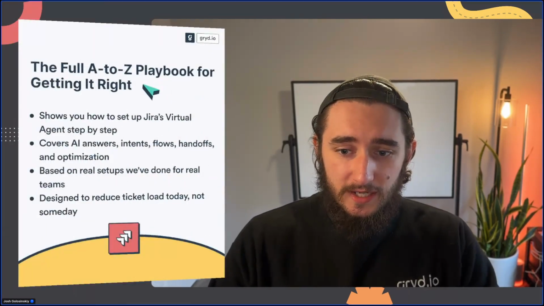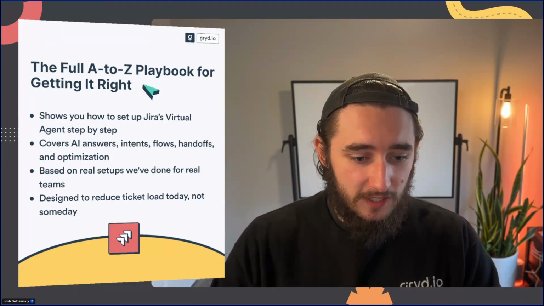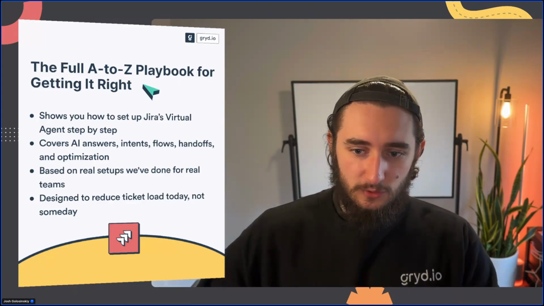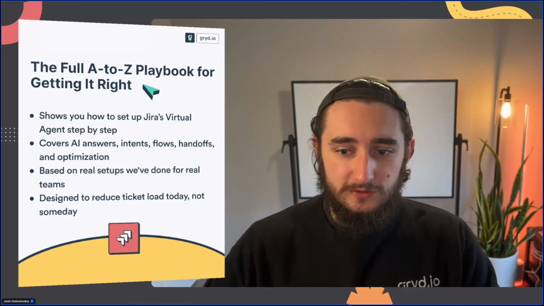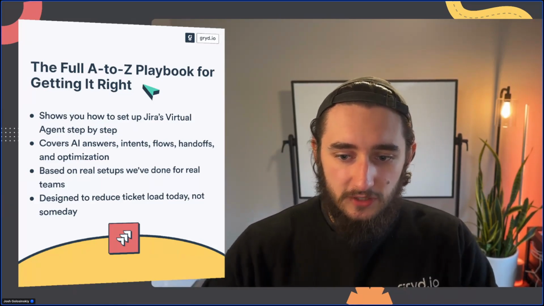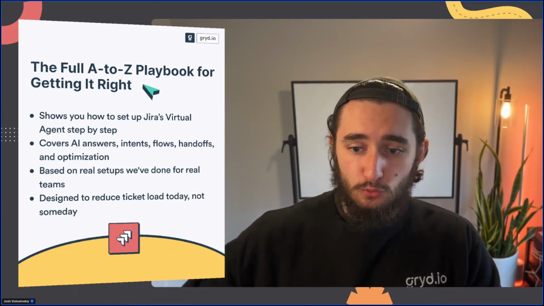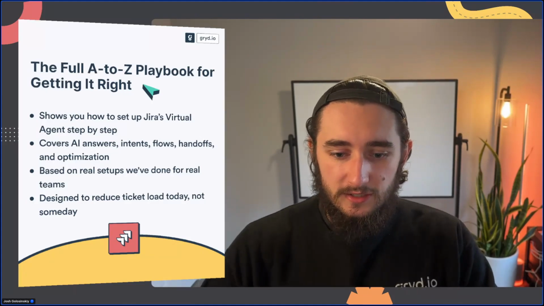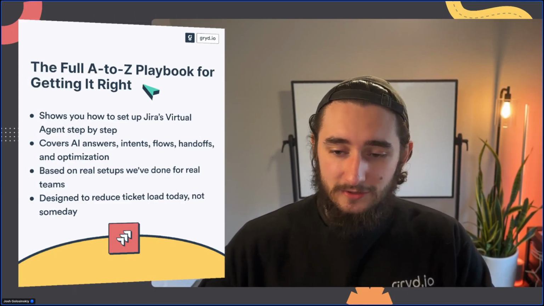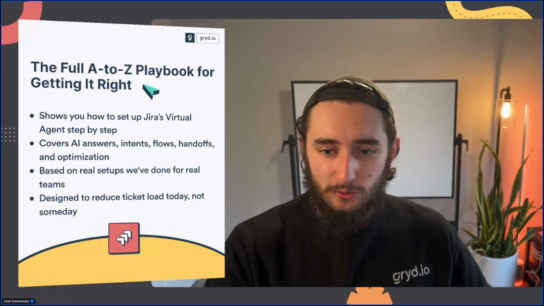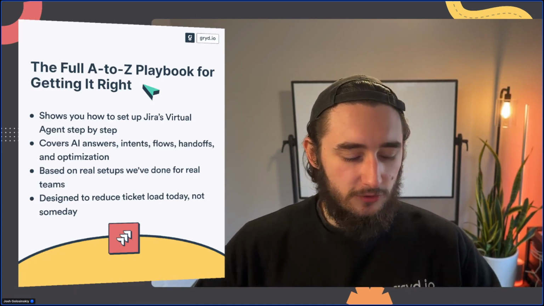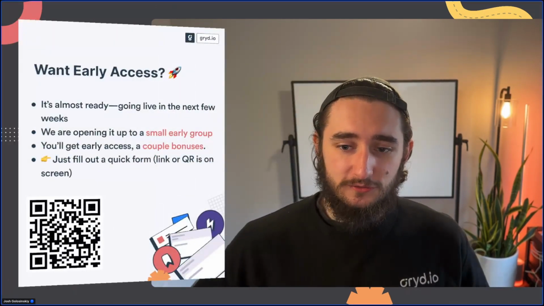So we're actually working on an A to Z playbook on getting these intents right and getting the agent set up to actually make this super effective. This whole training that we're putting together, this whole little mini course, essentially shows you how to get your virtual agent set up, covers all of your AI answers, intents, flows, handoffs, and optimizations. It's based on real environments that we've worked with and teams that we've worked with in the past. And it's designed to reduce ticket load today, not in the future. So we're doing our best to actually take a look at your current ticket volume within that course and be able to deflect as many tickets as we can for your team. So we're actually in the process of creating this right now.